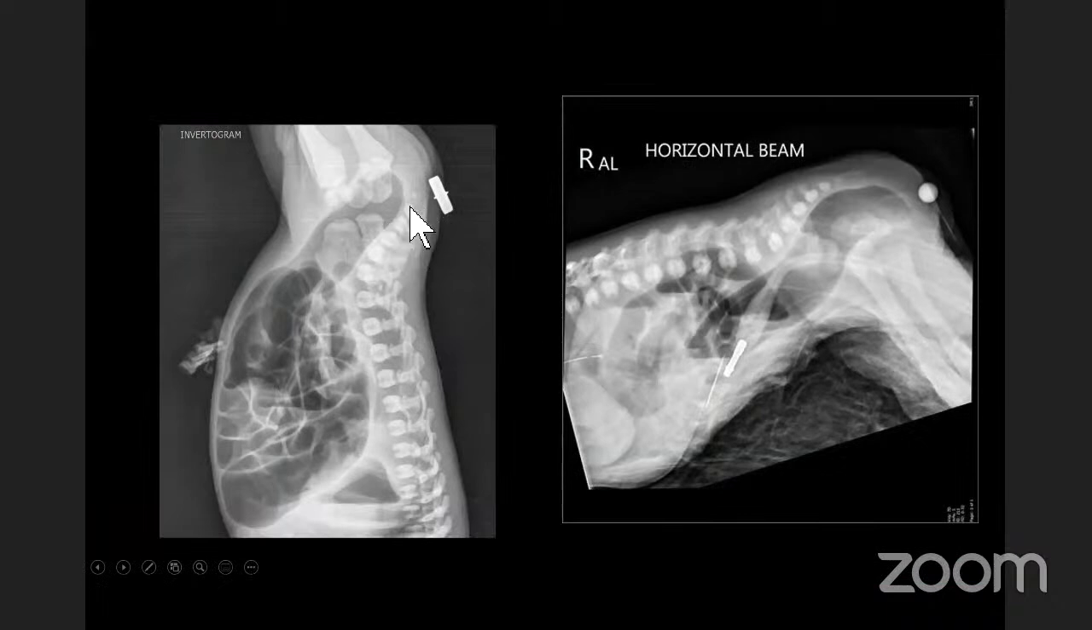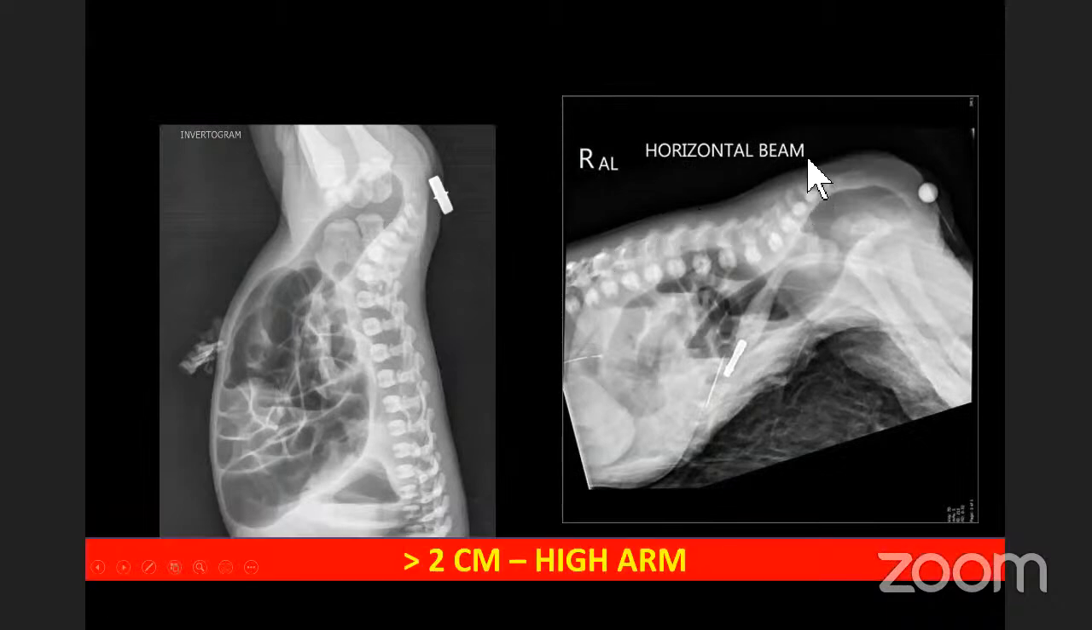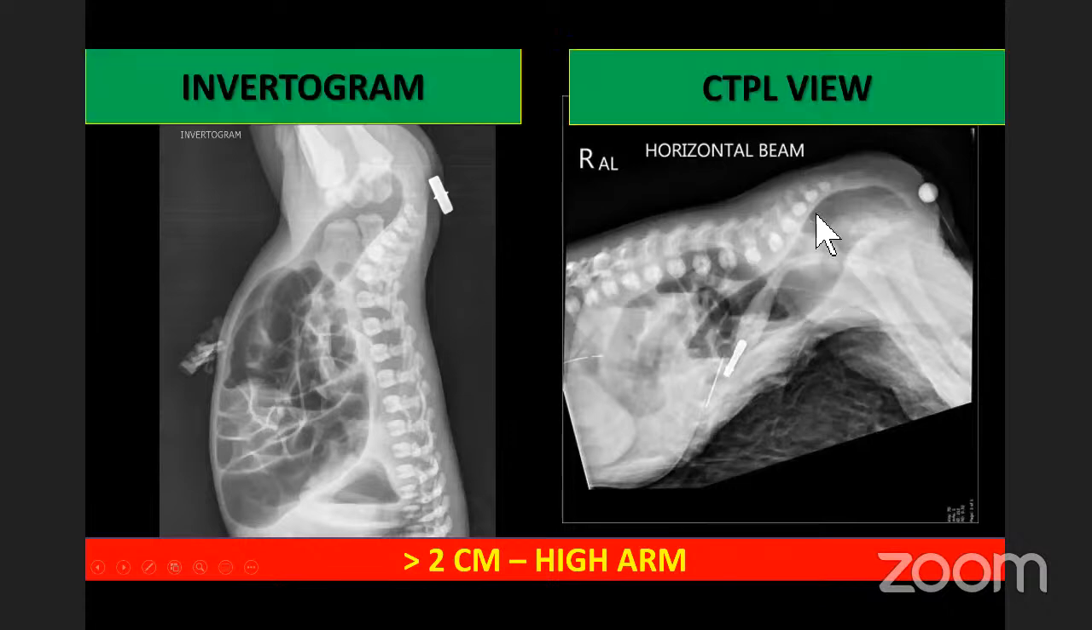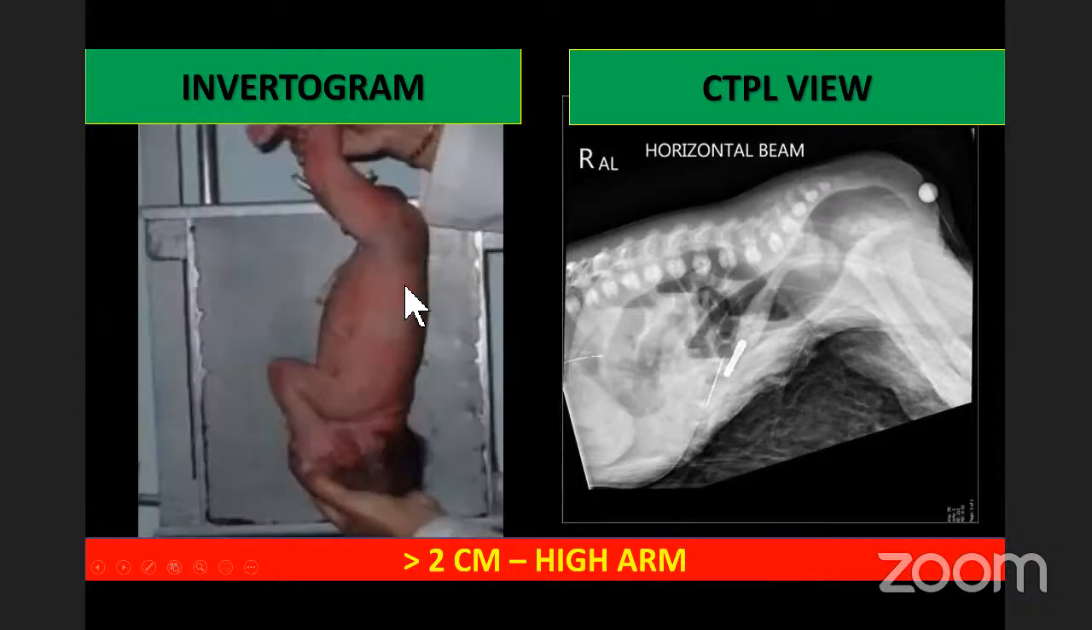Okay, this is the invertogram and cross table prone lateral view, CTPL view. These are the views we do to look for anal atresia as well as anorectal malformation. We divide into high and low anal malformation. This is how the procedure is done, as I explained before. More than 2 centimeter suggests that it is a high anal malformation.